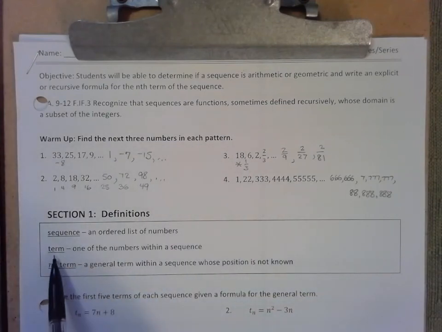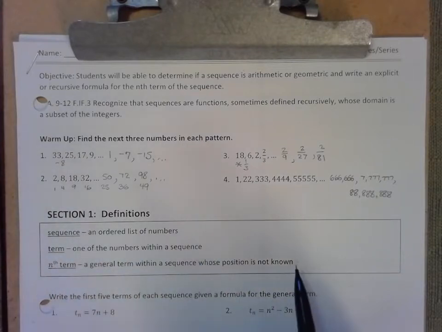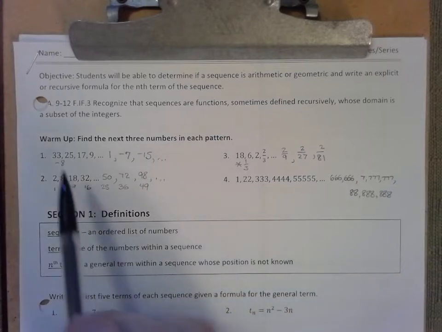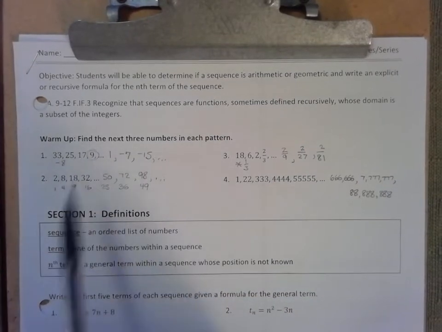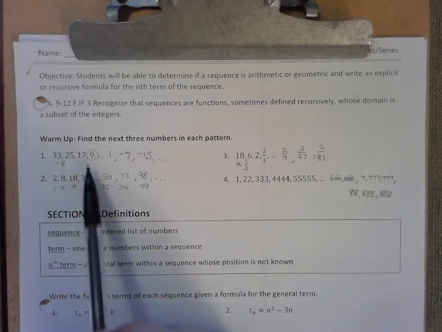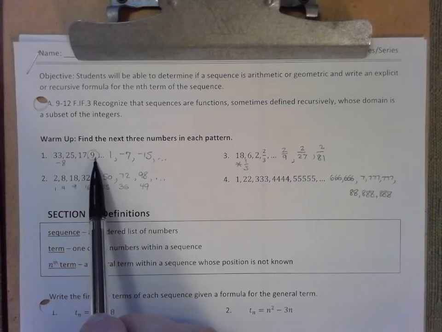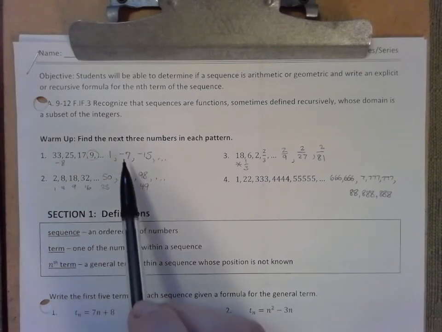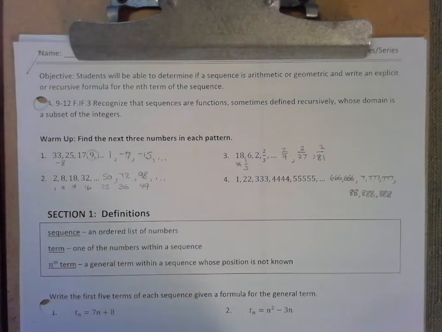I've used the word term just in that last sentence. A specific term is one of the numbers within a sequence. So if I wanted to ask you, what is the 4th term of the first sequence? 1, 2, 3, 4. That 4th term would be 9. Now, if I know the place in the sequence, I can refer to it by name, like here's the 4th term. Here's the 6th term of the same sequence, etc.